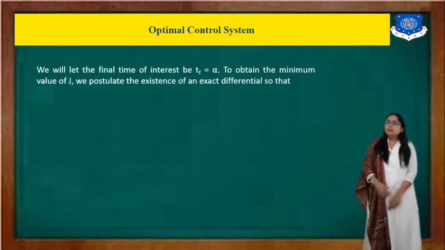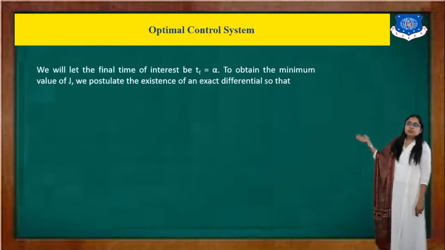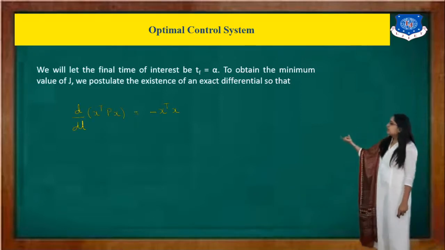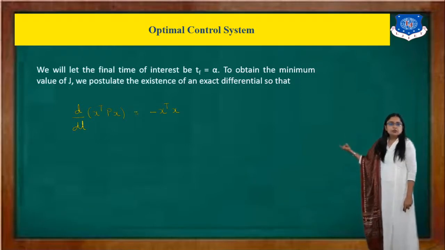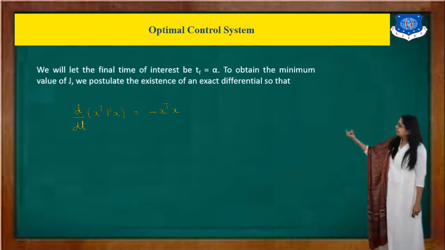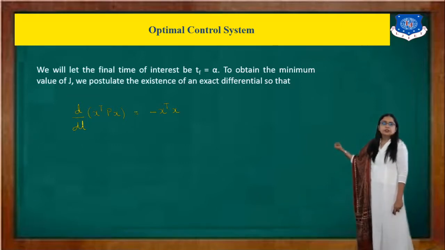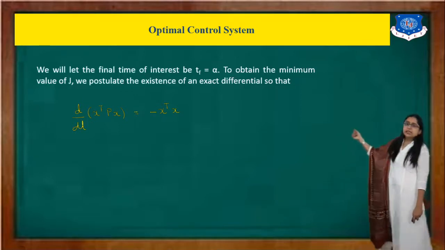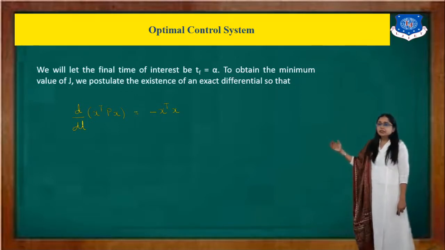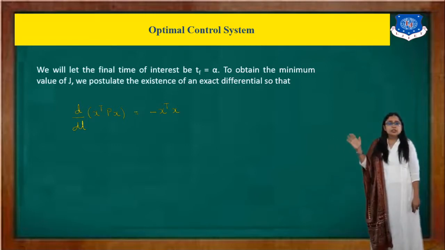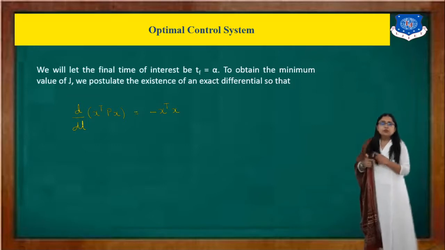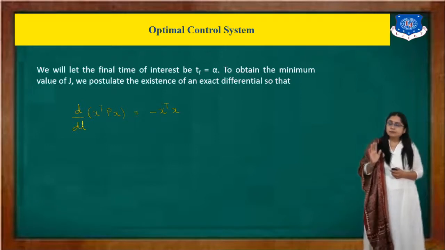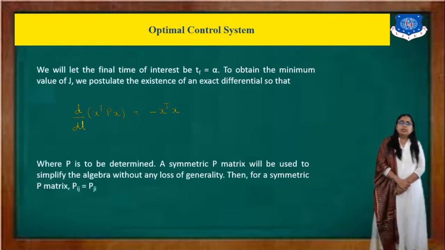Okay. Now next, we let the final time of interest, that is tf, equal to infinity. Now to obtain the minimum value of J, we postulate the existence of an exact differentiation. See, this is the mathematical condition. If you want to find the minimum at the final time, then this condition should be fulfilled. That condition is d by dt of x transpose P x equals minus x transpose x. This is completely based on mathematics. Okay, this is the condition you have to take when you want to find the minimum value of J at the final time.